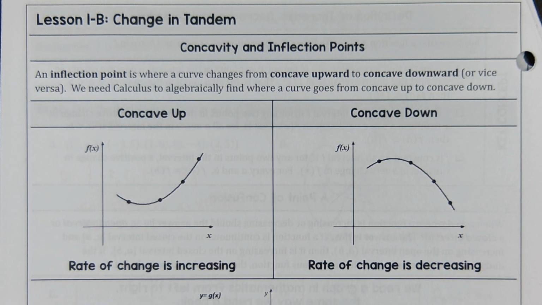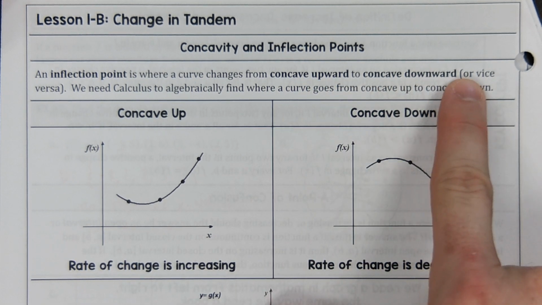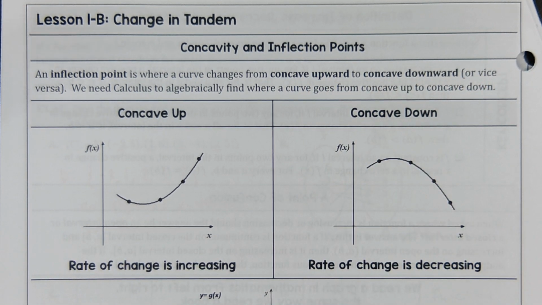An inflection point is where a curve changes from concave up to concave down, or of course you could say concave down to concave up. Now, if you want to be able to find your points of concavity algebraically, you need calculus. You'll learn how to do that next year in AP Calculus. However, if you're looking at the images, it's not that bad.